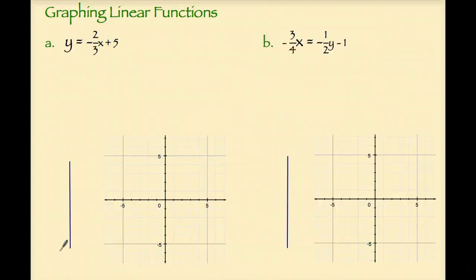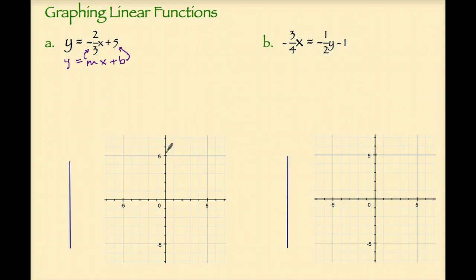Let's graph a couple of lines. Why not? It's been a while, right? Well, this equation is in slope-intercept form, so because it is arranged this way, we know that the slope of the line is that number, -2/3, and we know that the y-intercept is 5. We can use this information to help us graph the line.